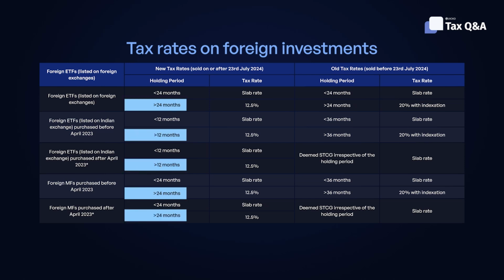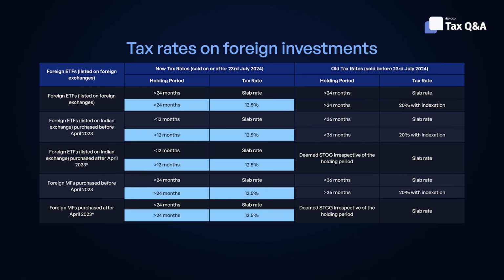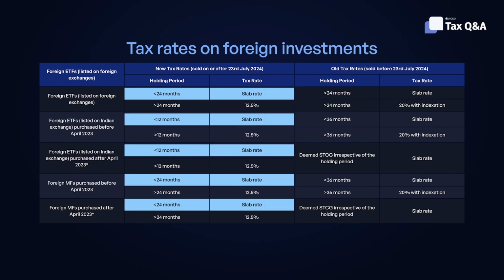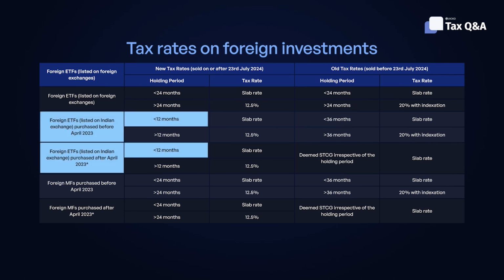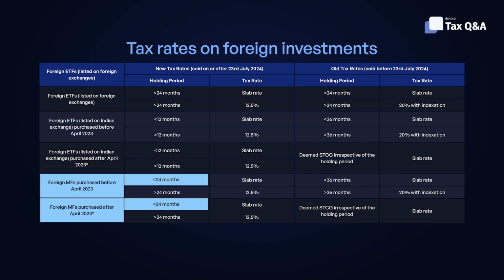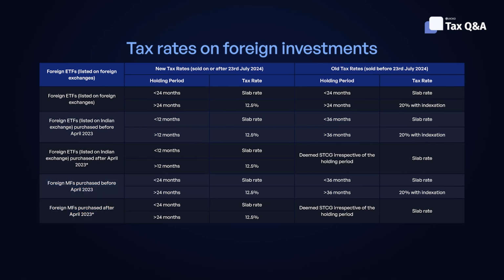The rules around foreign ETFs and MFs have changed quite a bit over the last 2 union budgets. As per the latest rules, long-term gains from both of these will be taxed at 12.5%, while short-term is taxable at slab rate. However, the holding period for ETFs, because they're listed in India, will be 12 months, whereas that for mutual funds will be 24 months. The rates would differ depending on when these were bought. You can take a screenshot of this table for reference.